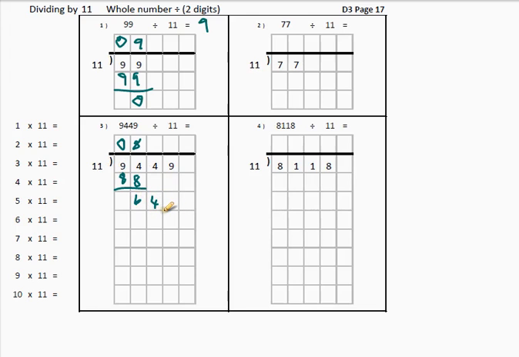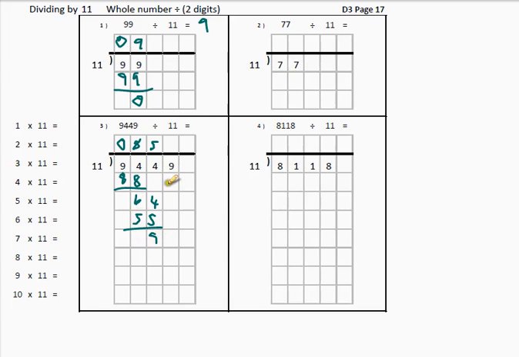11 goes in 64 how many times? It is 5, isn't it? 5 times 11 is 55. Now 64 take away 55. We cannot take 5 from 4, so we have to borrow. A 5 is left. 14 take away 5 is 9. And then 5 take away 5 is 0.